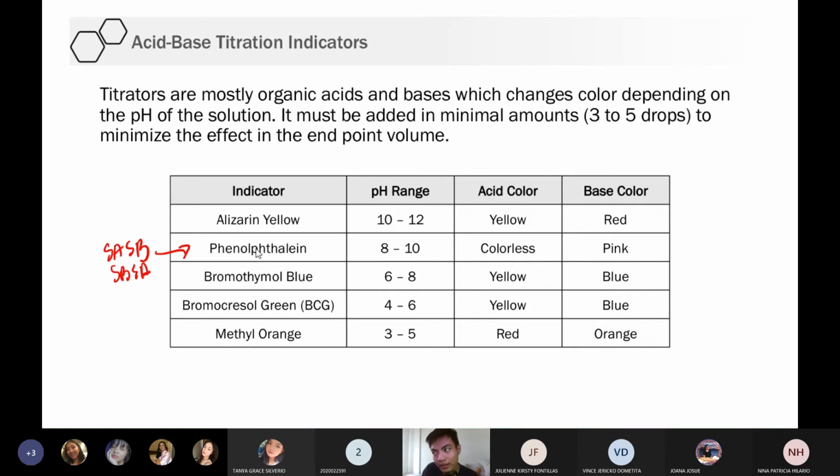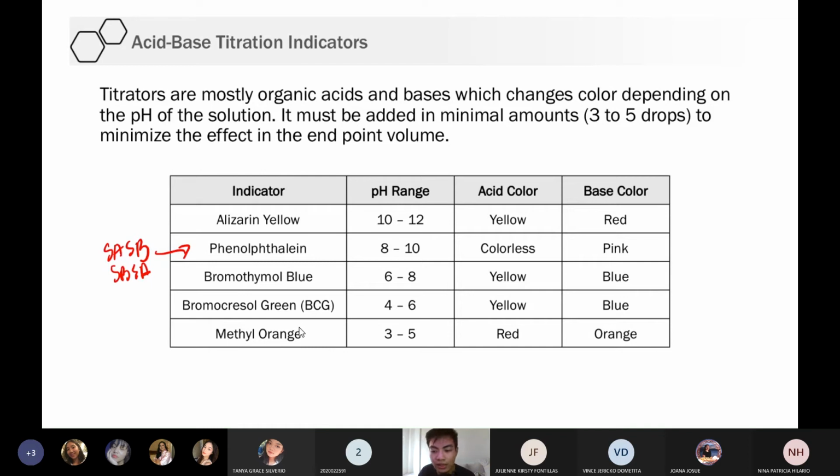So, doon na tayo gumagamit ng other indicators. Pwede phenolphthalein pa rin gamitin mo. Sometimes we use methyl orange. Itong methyl orange, ginagamit namin to when the endpoint is acidic pH. Okay. We also use bromocresol green. So, pwedeng ito, pwedeng ito.